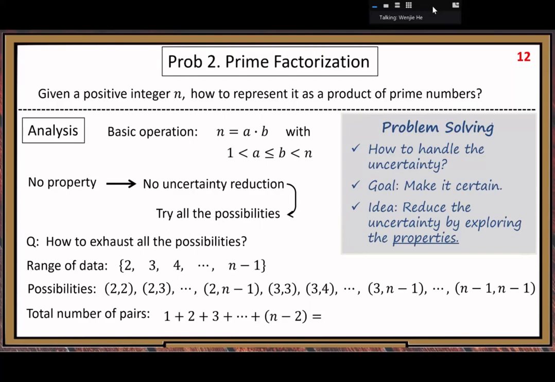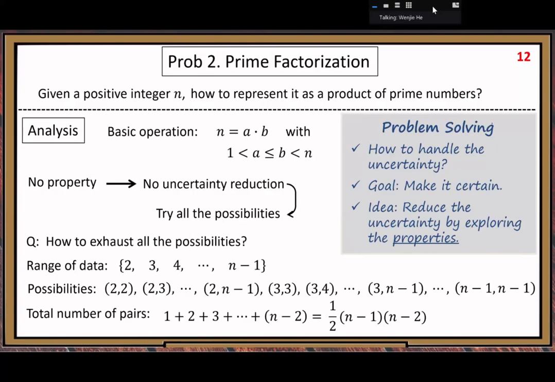Can you tell me what is the formula for the summation of these numbers? Remember, we reviewed that formula before. 1/2 times the total number n minus 2, right? n minus 1, n minus 2. That's the total number of pairs. This many pairs, we need to do the checking operation.